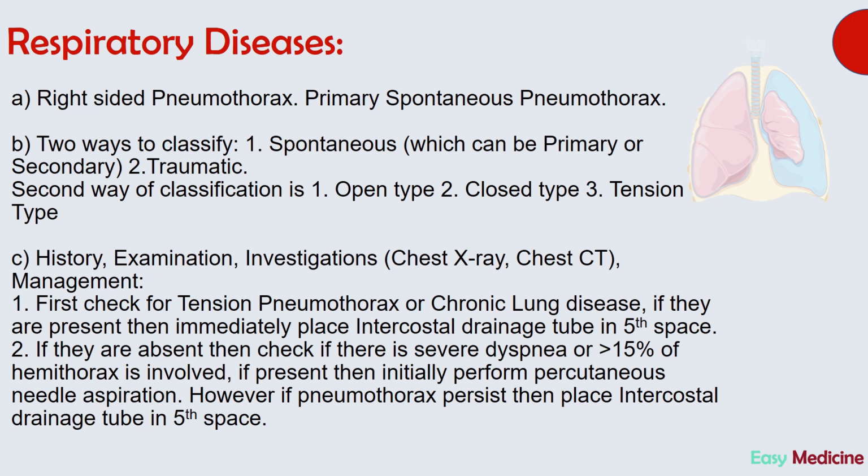First, check for tension pneumothorax or chronic lung disease. If they are present, then immediately place intercostal drainage tube in fifth space. However, if they are absent, then check if there is severe dyspnea or more than 15% of hemithorax is involved on chest X-ray. If any of these is present, then initially perform percutaneous needle aspiration. However, if pneumothorax persists, then place intercostal drainage tube in fifth space, as we did in the first part. And as discussed, here is the reference page number from Davidson's Book of Medicine. Let's move to the next question.